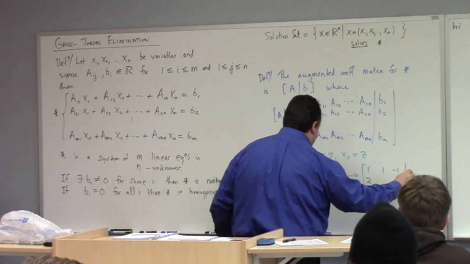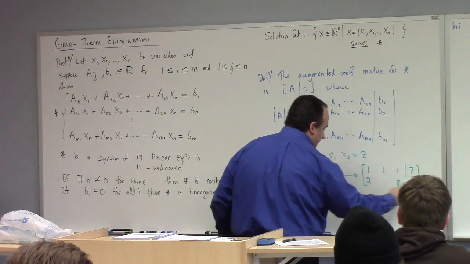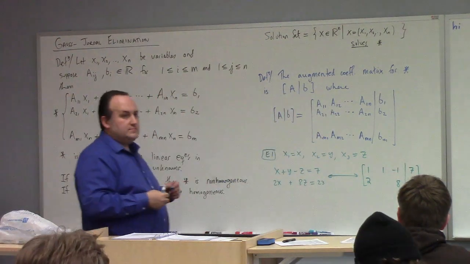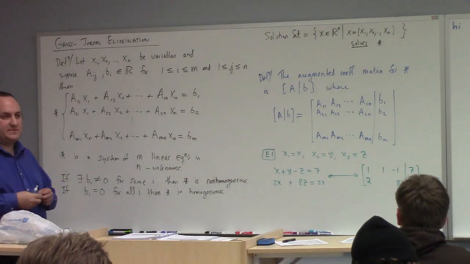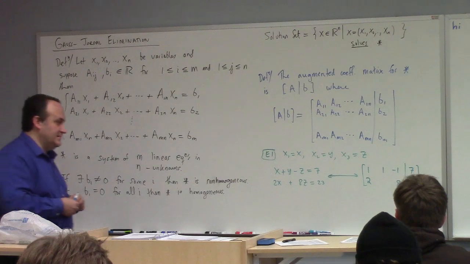What do I put in the one spot I haven't filled out yet here? What do I put here? 0. He says 0. Why do I put a 0 there? Because there's no 0 y's. There's 0 y's, right?